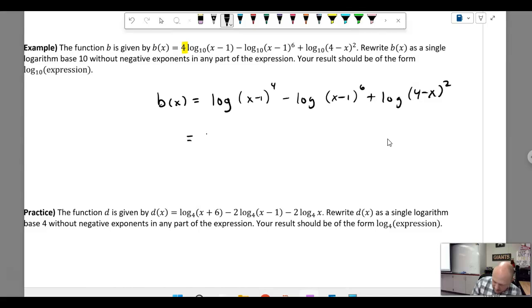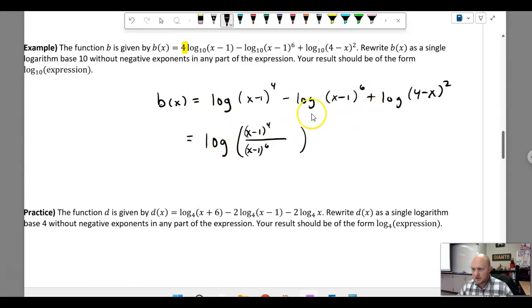So what we get is log base 10 of, and what I want you to notice is that we have some expressions that are matching. I have x minus 1 to the power of 4 over x minus 1 to the power of 6. Those are going to consolidate. And then I'm adding this one, so this will multiply. So I have 4 minus x to the power of 2.